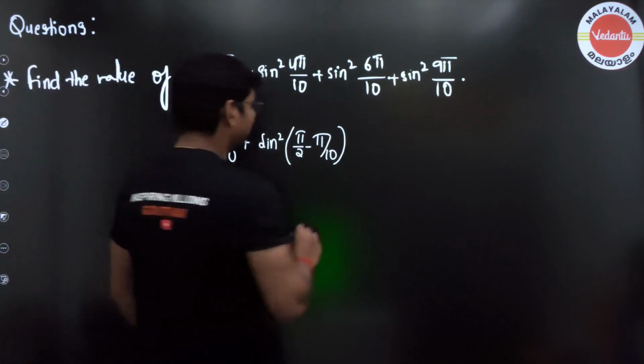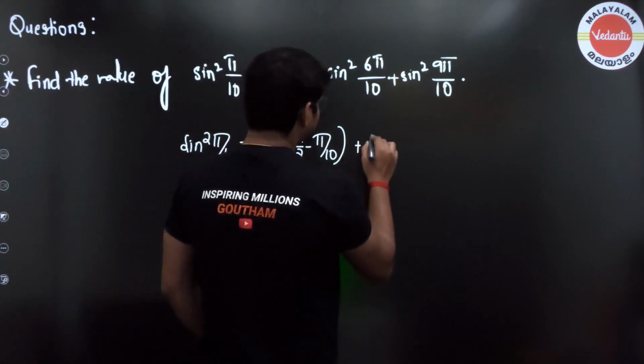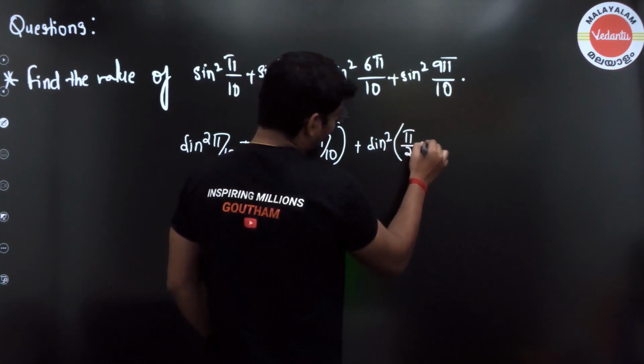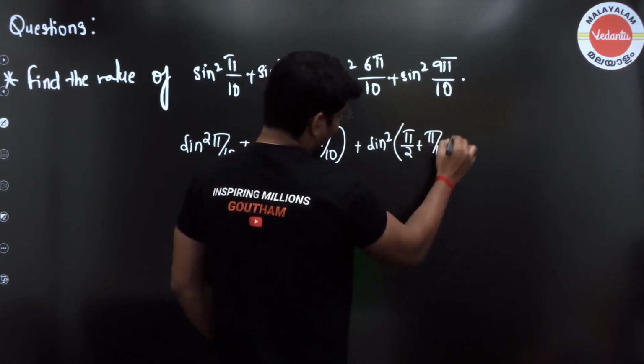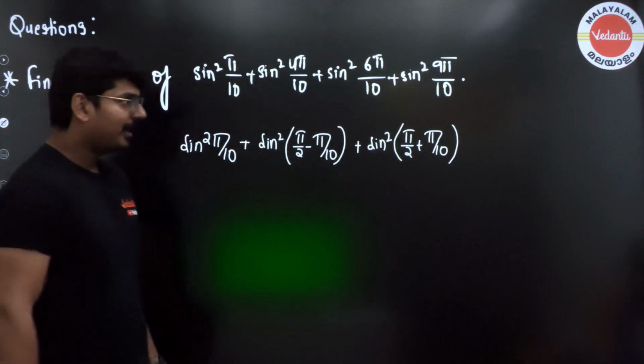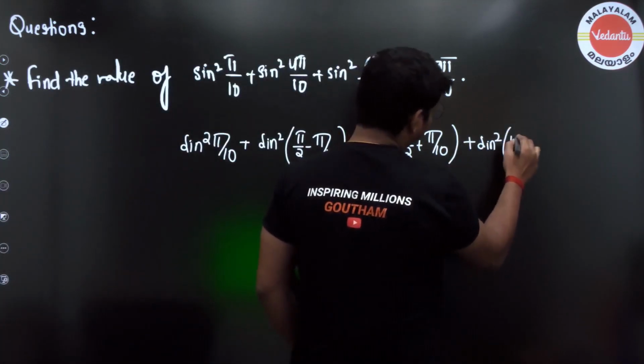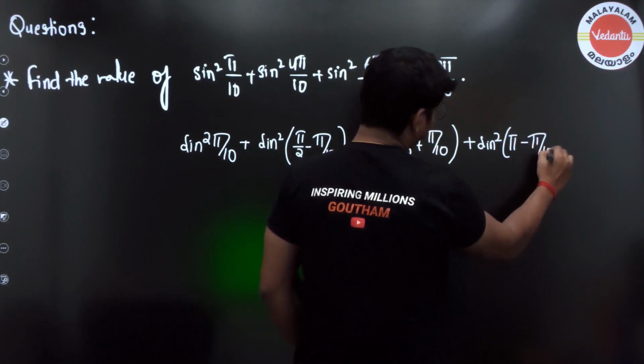Okay. Similarly, what about this one, guys? Sine square of 6 pi by 10, you can write it as pi by 2 plus pi by 10. You can definitely write it in this way. And sine square of 9 pi by 10, what is going to happen? This can be written as pi minus pi by 10.